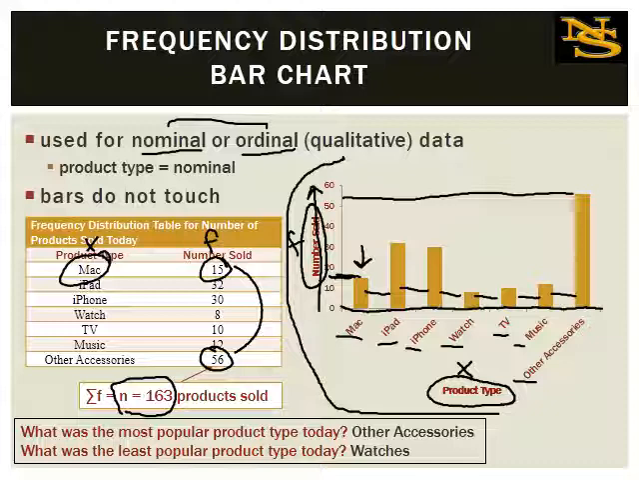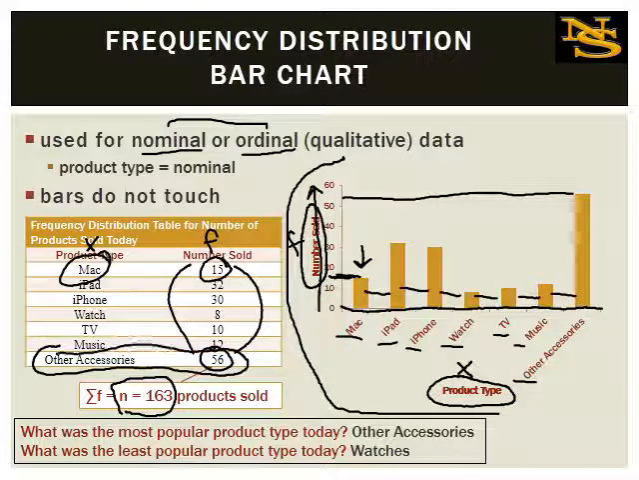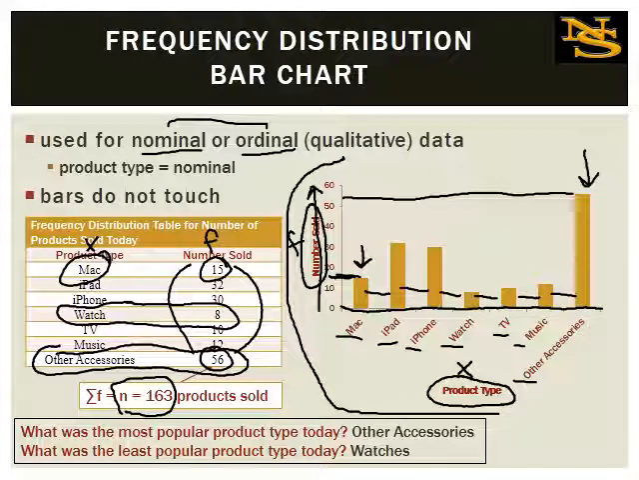So now that we've got this data in a nice table and graph, we can quickly answer some really simple questions about this data. If we had all these numbers just jumbled, like Mac, iPad, iPhone, just written on a screen, it wouldn't be easy to decipher. But with it in a table and a graph, you can quickly see that the most popular product type today was the other accessories, which had the highest frequency of sales. And the least popular were watches. You can see that in the table. You can also see it in the graph, right? Tallest bar, most popular. Shortest bar, least popular.